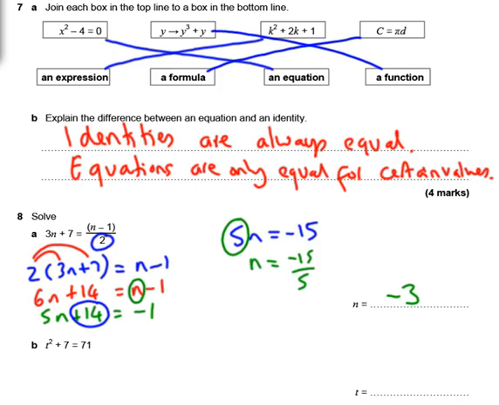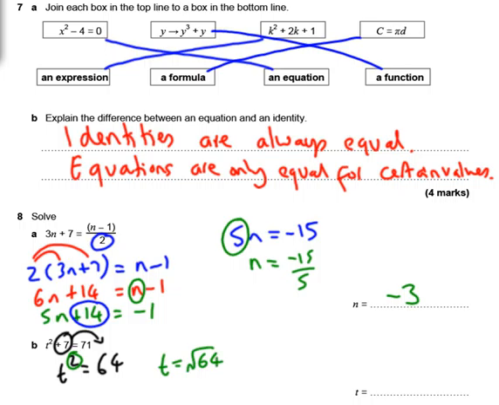Very difficult equation, that one. A very challenging question. Part B, not as hard, this one. To work out t, the opposite of plus 7 is to take away 7. So t squared equals 71 take away 7 is 64. And then the opposite of squaring is the square root. So t is the square root of 64.